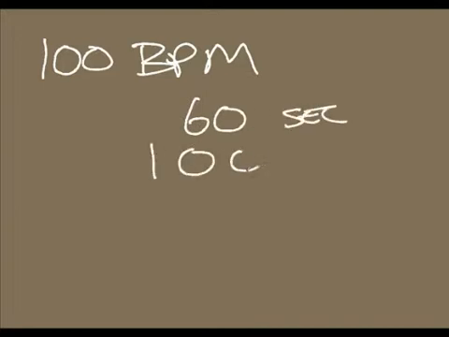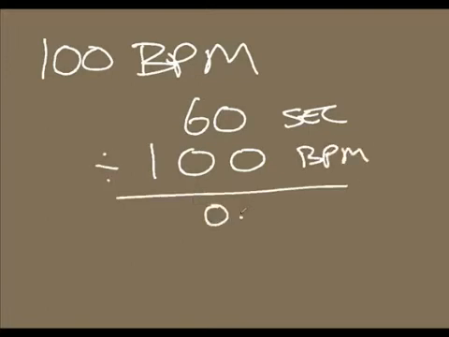How do we figure that out? Well, first we want to get it down to seconds. So how many beats per second are there? There's 60 seconds in a minute, and there's 100 beats per minute. We just divide 60 by 100. And that gives us an easy number to work with, 0.6. So there's 0.6 beats per second.